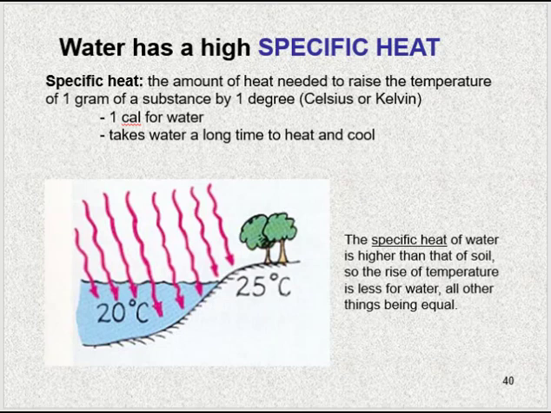It therefore takes water a long time to heat and a long time to cool. The specific heat capacity of water is about five times higher than that of sand, which explains why land cools so much faster than the sea.